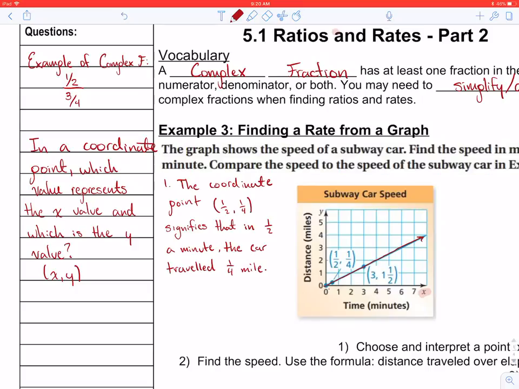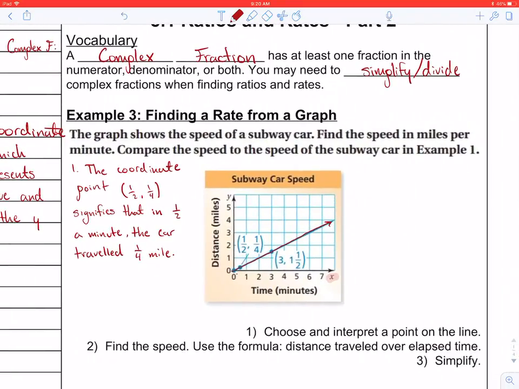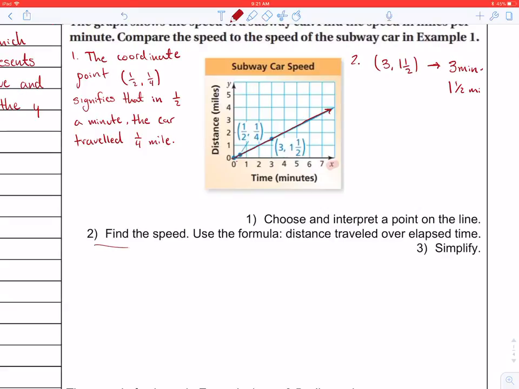So the coordinate point (1/2, 1/4) signifies that in half a minute the car traveled a quarter mile. And so we can also now analyze the second point. The point (3, 1.5) means that in 3 minutes the car has traveled 1.5 miles. And because we know the distance and the time, we're able to find the speed, as question 2 is asking.